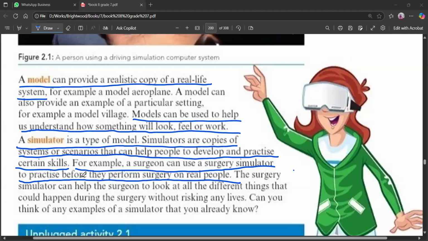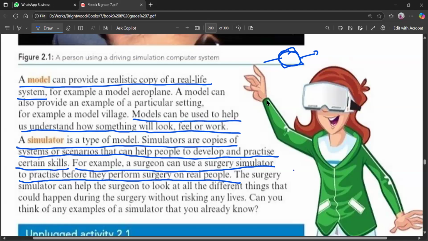That's a difference, okay? They are just like the same, but they are different. A model is a system, like a machine introduced before a real machine is launched, to get feedback. But a simulator is a type of model that is used for experiments.